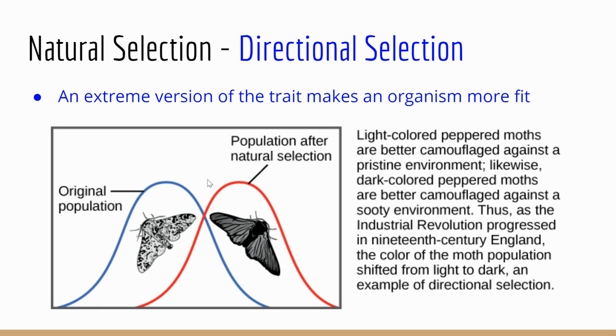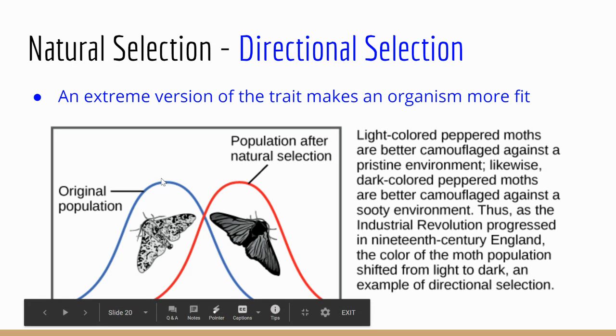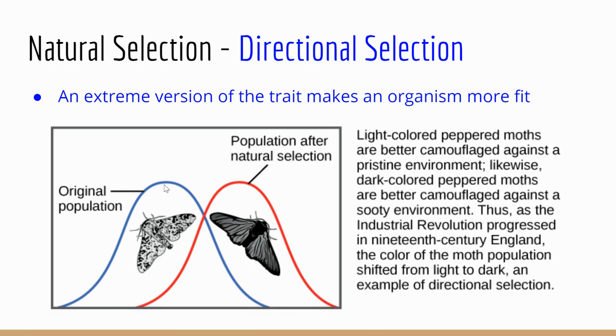Another type of selection is directional, and that's when the population actually shifts towards just one direction or the other, not right up in the middle. This happened with the peppered moths during the Industrial Revolution. Originally, they were speckled and had white and black spots, but it became an advantage to be mostly black because those moths wanted to blend in with the soot on buildings and trees.